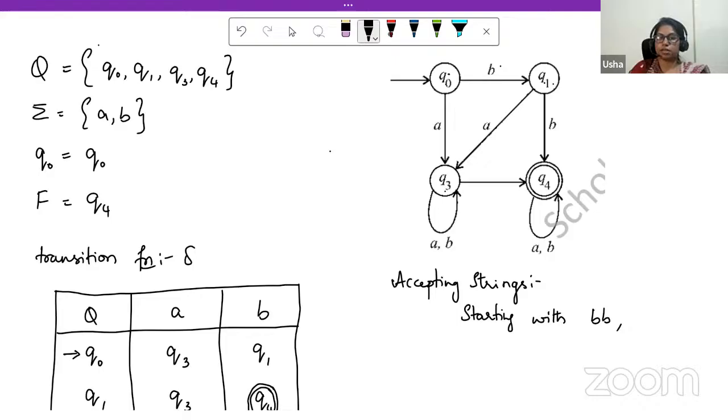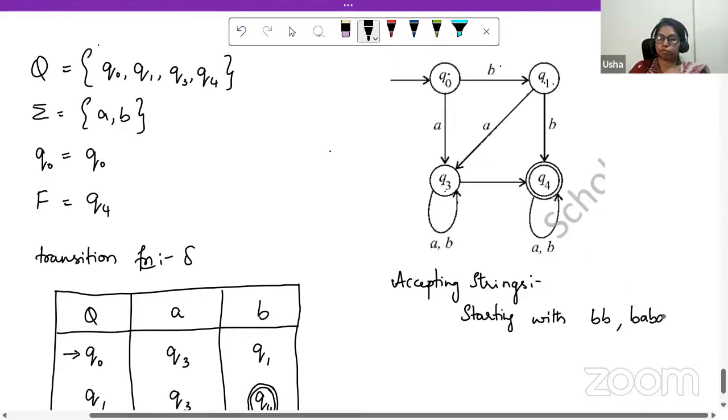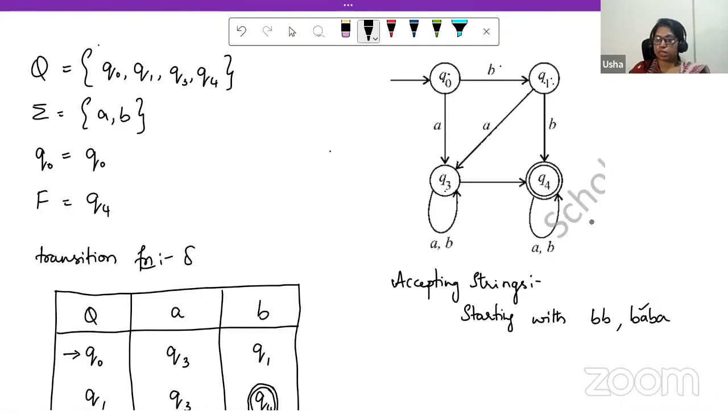If it is like this, first is B, it will go from Q0 to Q1. Next is A, it will come to Q3. After that, B and A are there, but once you come to Q3, whatever the next set of symbols are, it stays in Q3 only. So it is not accepted.